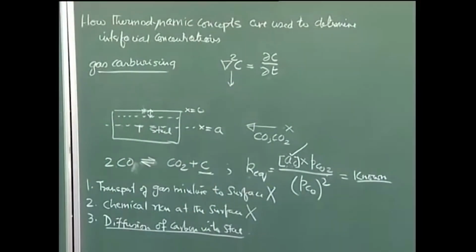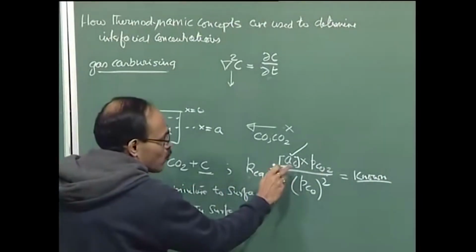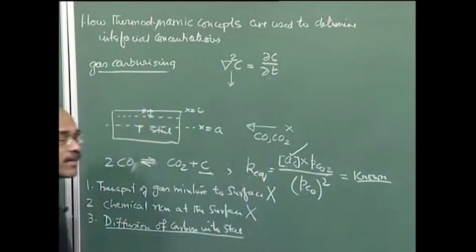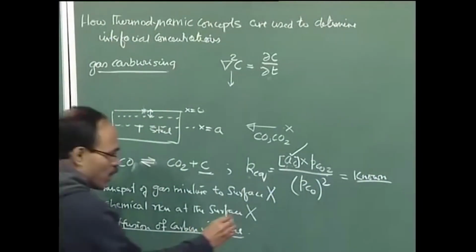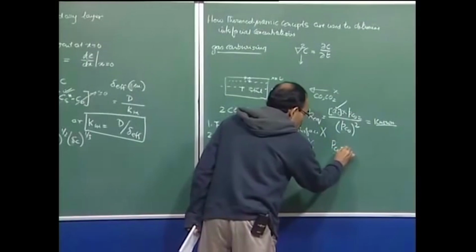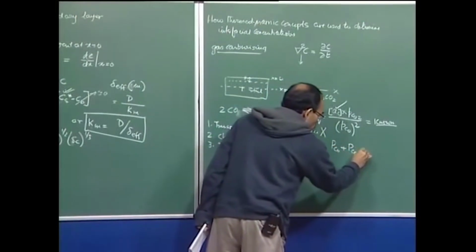You can take it to be weight percentage of carbon, but no matter what you take, it turns out looking at this equation we need 3 equations in order to find out. If the whole experiment is conducted at 1 atmosphere pressure, then I can say PCO plus PCO2 is equal to 1.